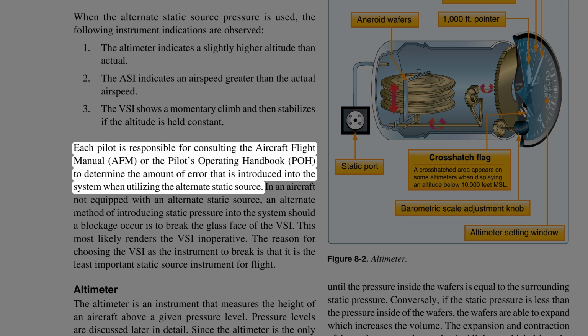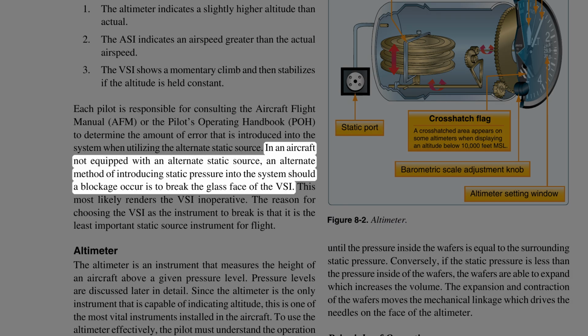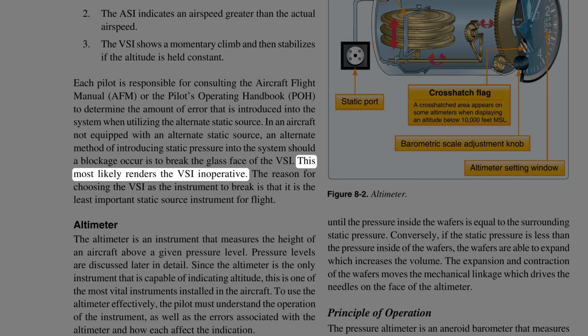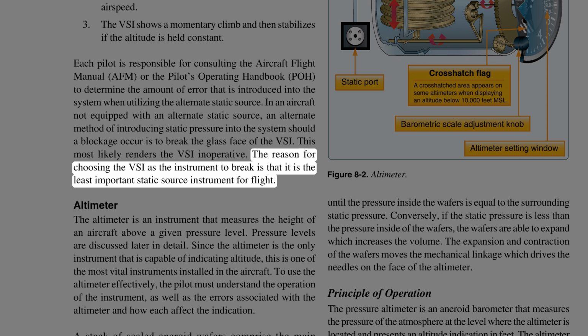Each pilot is responsible for consulting the aircraft flight manual, AFM, or the pilot's operating handbook, POH, to determine the amount of error that is introduced into the system when utilizing the alternate static source. In an aircraft not equipped with an alternate static source, an alternate method of introducing static pressure into the system should a blockage occur is to break the glass face of the VSI. This most likely renders the VSI inoperative. The reason for choosing the VSI as the instrument to break is that it is the least important static source instrument for flight.